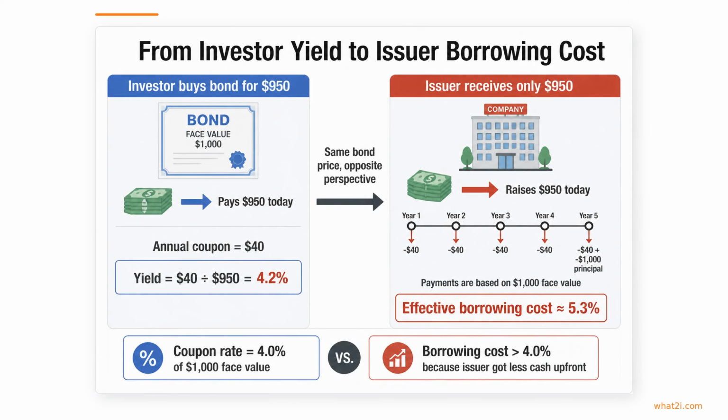That same $950 price matters just as much to the issuer. If the company only raises $950 today, but still has to pay $40 a year and return $1,000 at maturity, its effective borrowing cost is closer to 5%, not the 4% coupon.